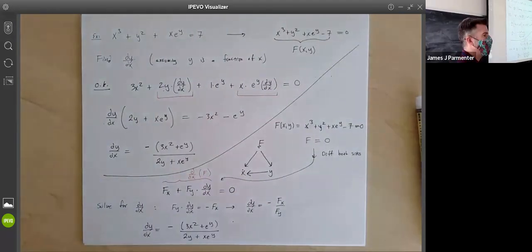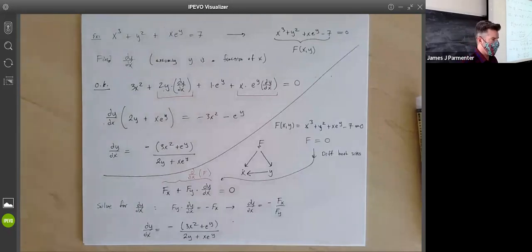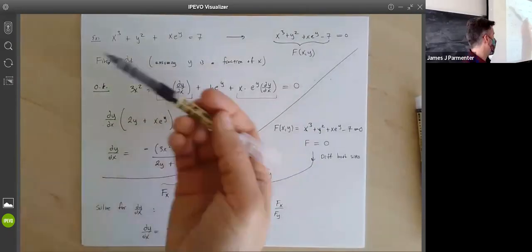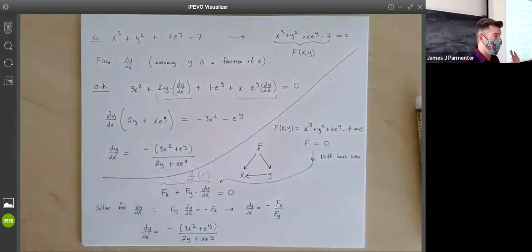If your instructor hasn't talked about this formula, I wouldn't sweat it too much. It's kind of a neat oddity, but it's not super important. If someone gave you this equation and said find dy/dx, you could totally do it the old Calc 1 implicit differentiation way, and that would totally be fine. But this is a little bit of a faster way of doing it.